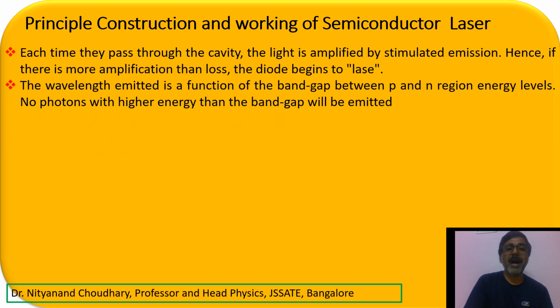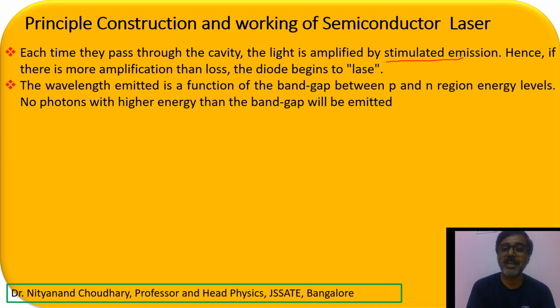Each time they pass through the cavity, the light is amplified by stimulated emission. So if this becomes your cavity, and here you have a huge number of electrons and holes, every time the photon moves, you get stimulation, then it returns back, and again the stimulation. Each time it goes to and fro, you get gain of the light. So this is the working of your resonator that we have seen in detail. This is what is written over there.